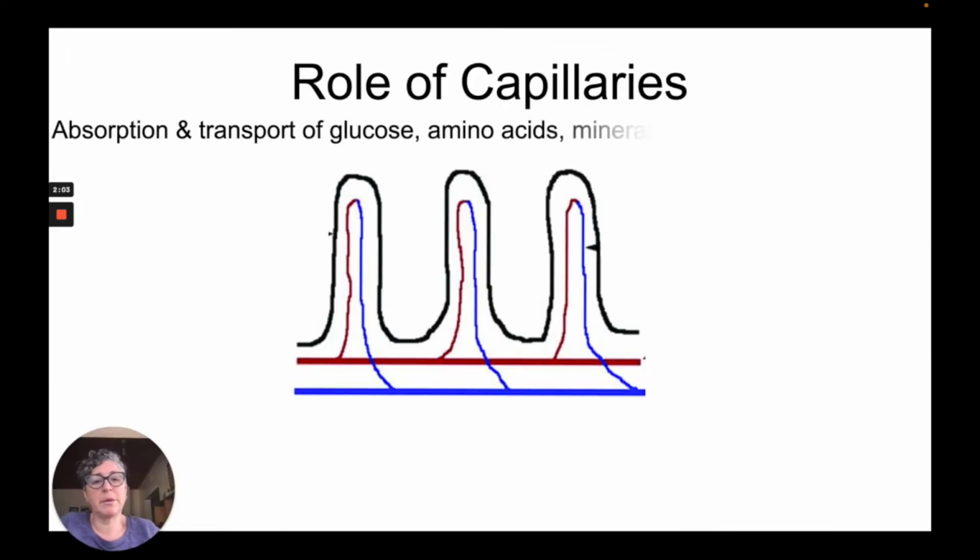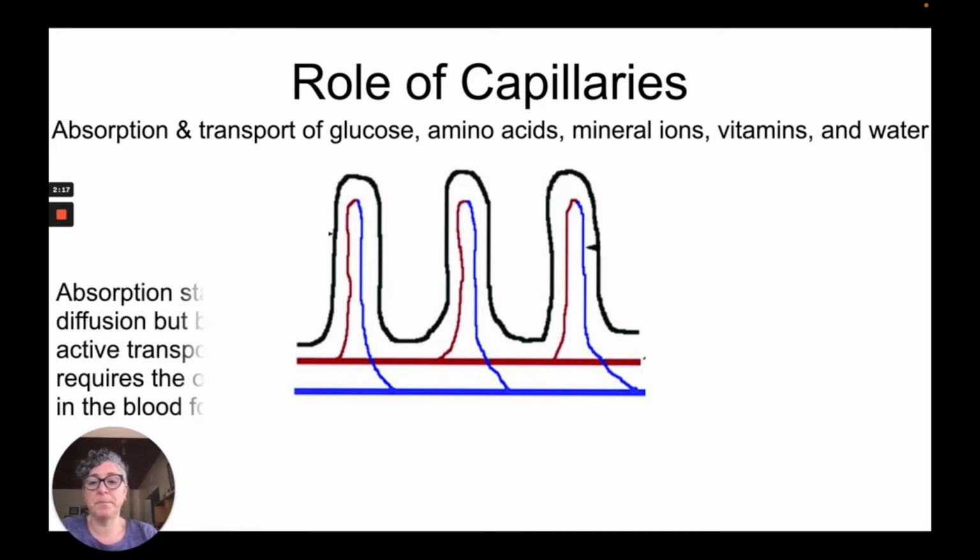Okay, so let's talk about the role of the capillaries here, as pictured here in this video. So the capillaries are for absorption and transport of glucose, amino acids, mineral ions, vitamins, and water. So most of the components that have gone through digestion. So absorption is going to start as diffusion. So therefore we see that those molecules go in just due to concentration gradient.